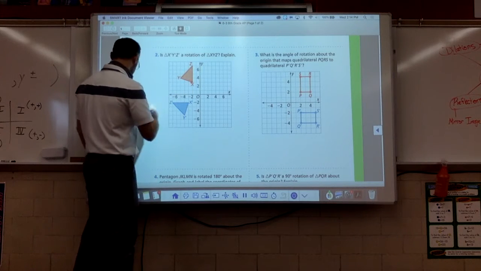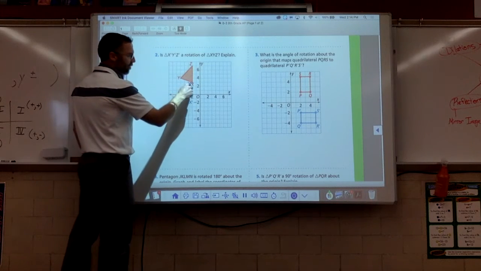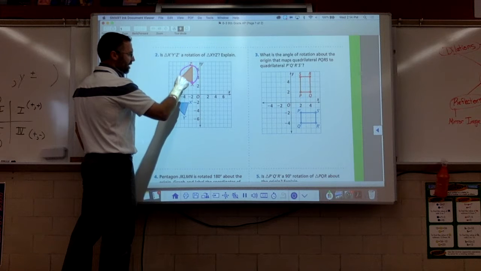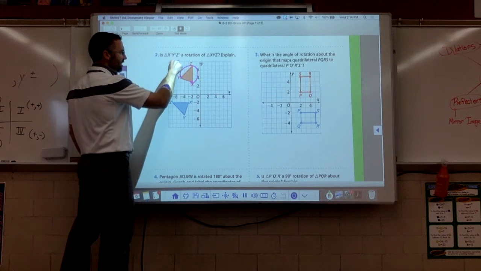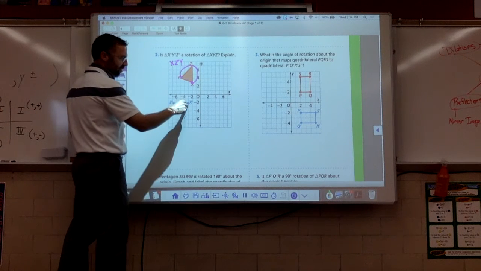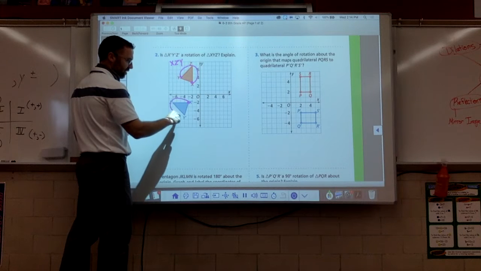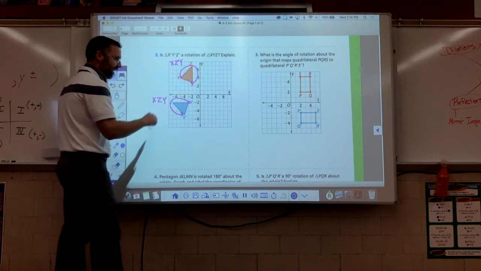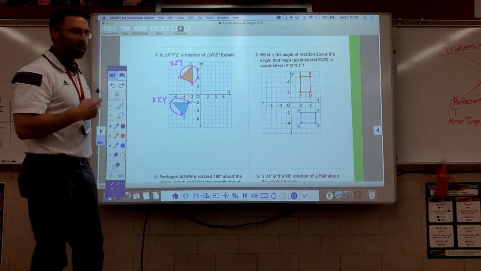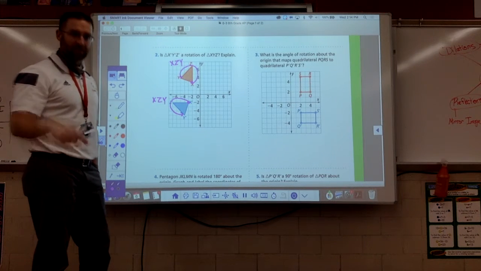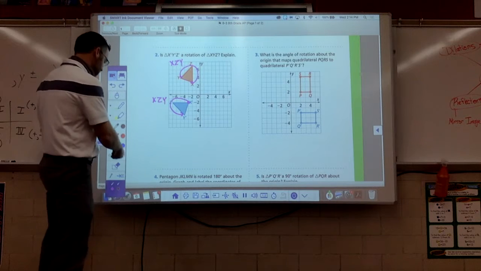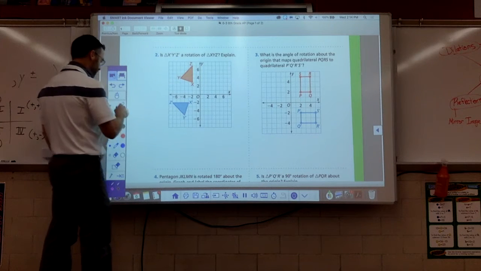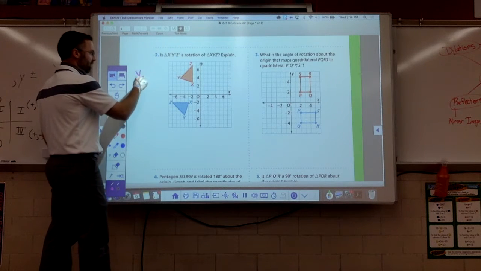So let's look at this figure here. Start at point X and go around. This one goes X, Z, Y. Start at point X. Go around. This one goes X to Z to Y. So is it a rotation? Yeah. Same size, same shape, same orientation. So we're going to say, is it a rotation?